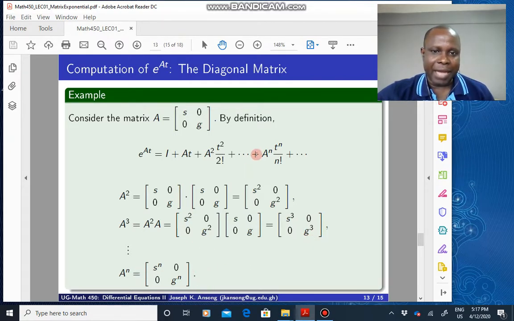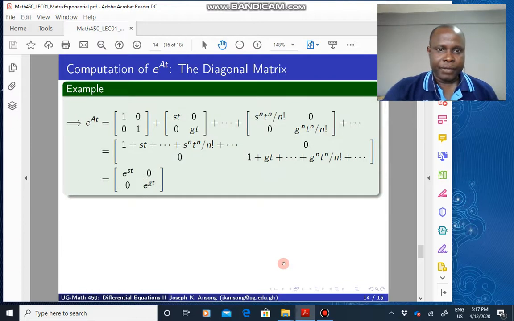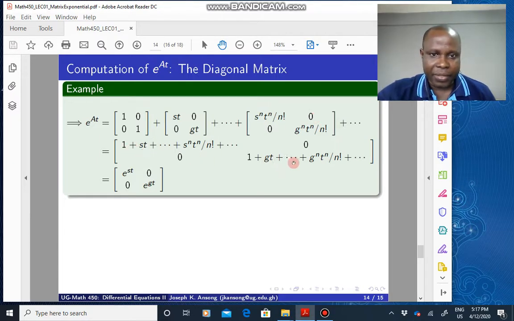So you plug all this back into the definition. If you do that, you're going to get this relation here. You're going to add the matrices. All you do is add the individual elements. So 1 plus st plus s squared t squared over 2 factorial and so on, and you add these terms, and then you get these. Note that 1 plus st plus s squared t squared over 2 factorial plus this to infinity is actually the definition of the exponential. So all of this is the same as e to the st. This is 0, of course, that's 0, and this is e to the power gt.